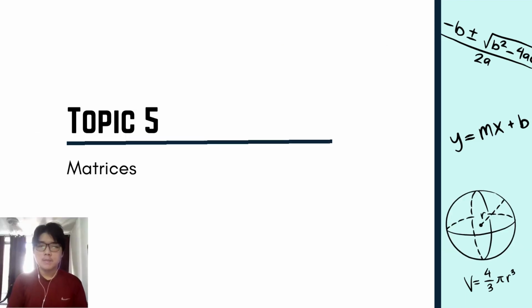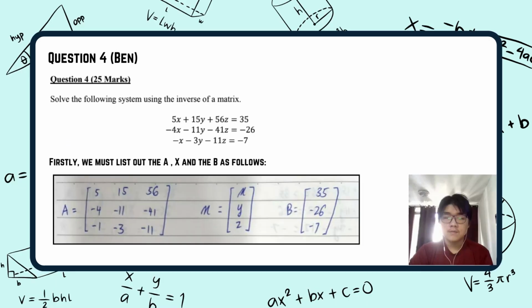So hello madam, my name is Benjamin Tang and I will be responsible for question 4 of the assignment questions, which is matrix. For question 4, it requires us to solve the following system using the inverse of matrix. The first step we should do is to list out the A, the X, and the B, just as it shows here. For A, I usually do it row by row, and you must also pay attention to the negative or positive sign to avoid any error.